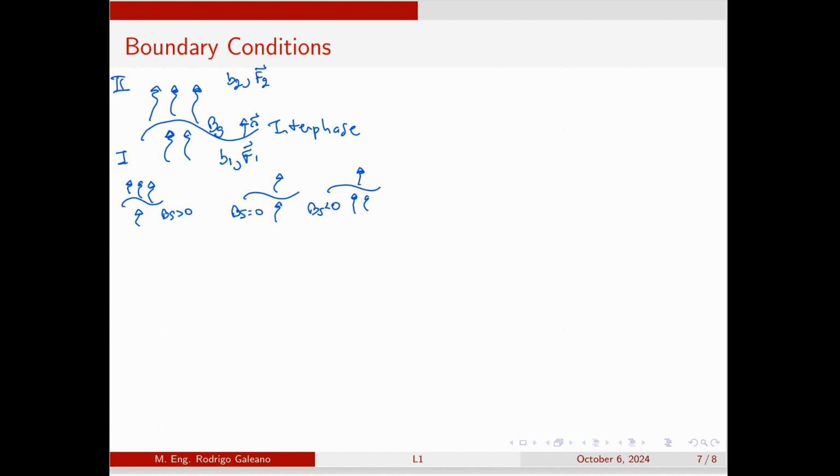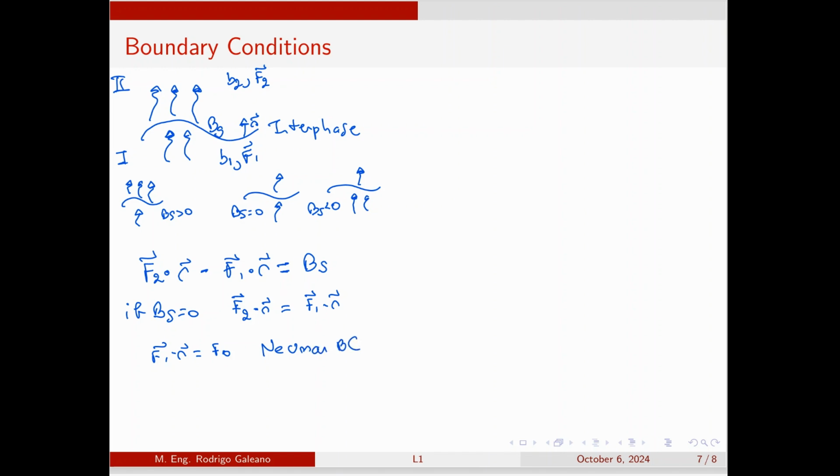Okay. Now the conservation is stated as follows. We have the normal component of the vector field 2 minus the normal component of the vector field 1. So this is whatever gets to the interface: the difference between what we have in region 1 and region 2 should be equal to whatever is created. If B_S equals 0, there's no generation, then the normal component of the vector field in both regions should be the exact same thing. Now the boundary condition comes when we define one component. If we say, for example, that F1 is a constant, we give it a specific value, this is known as the Neumann boundary condition. If we specify the concentration, for example, B1 equals B0, this is known as the Dirichlet boundary condition.